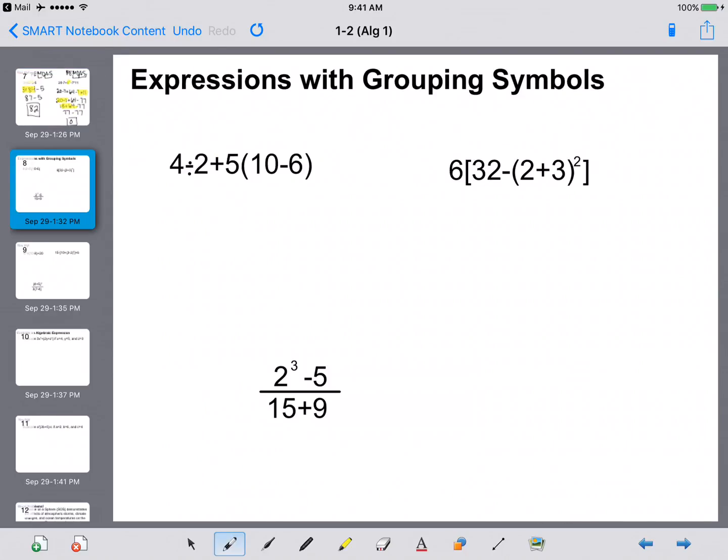Here we've got expressions with grouping symbols. So now we've got our parentheses up in here. And with parentheses, you do that first. So we're just going to work through them. Sometimes you have multiple layers of parentheses, and that's where it can get a little messy. So we've got our PEMDAS.